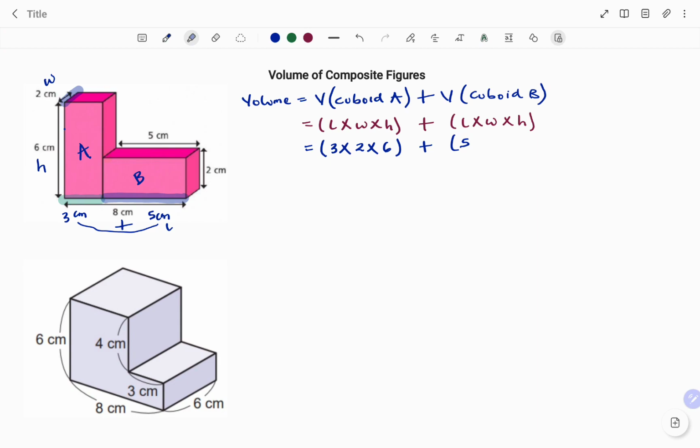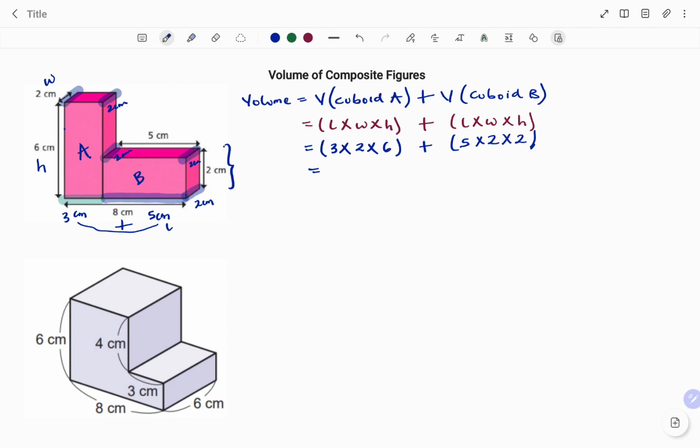I'm going to highlight all the lines parallel to my width as shown. I have this width to be 2 centimeters. I have this width to be 2 centimeters. Therefore, this width will also be 2 centimeters, and this width will also be 2 centimeters. Therefore, for cuboid B, the width is equal to 2 centimeters, and the height has been given to be 2 centimeters.